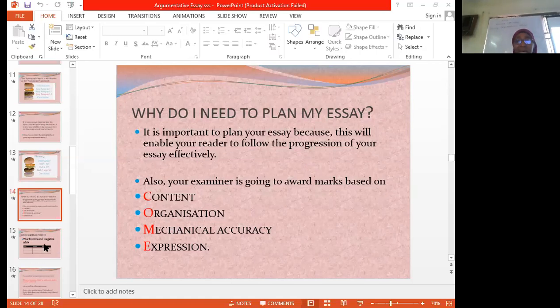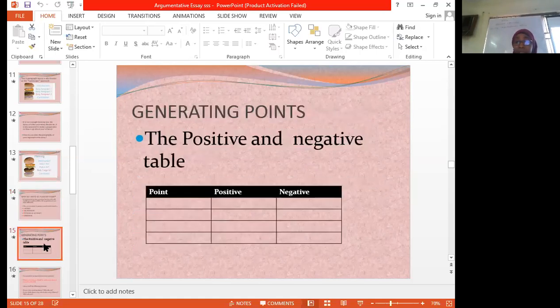Now let's look at how to generate points. So I want us to adopt the positive and negative table. You want to generate points, that is, you want to draw your outline. You should try to adopt the positive and negative table. It's on your screen.